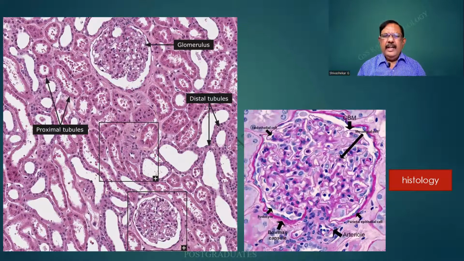And at a higher magnification, it is simply amazing. I told you that the glomerulus is a tuft of capillaries. And when I say capillary, it is very peculiar in the kidney. It has got an endothelium like any other blood vessel, but then it has got an epithelium also. And both of these are supported by a basement membrane. So that is what I'm seeing over here.